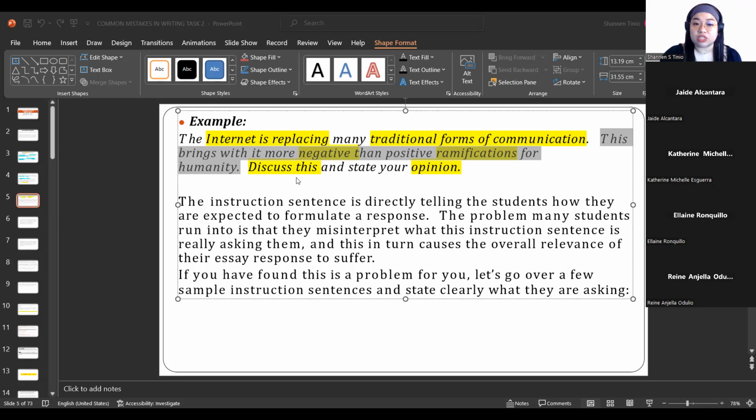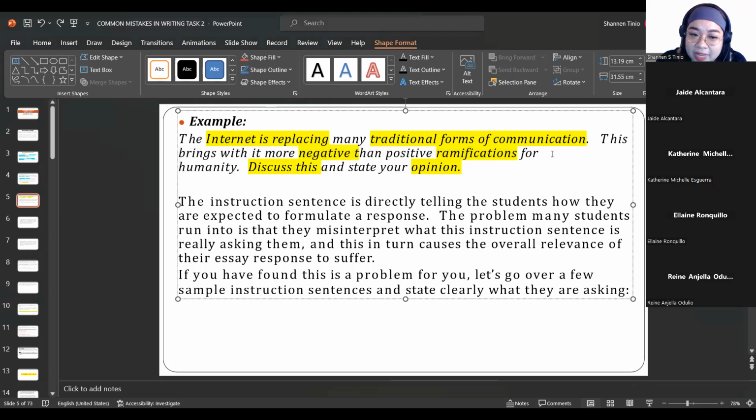So yon, gets nyo ba kung paano nyo i-analyze yung instruction given? Sabi dito, discuss the negative ramifications of humanity. Pero, you can also state your opinion. So, the instruction sentence is directly telling the students how they are expected to formulate a response. The problem many students run into is that they misinterpret what the instruction sentence is really asking them. You have to avoid this, huh? Avoid misinterpreting.